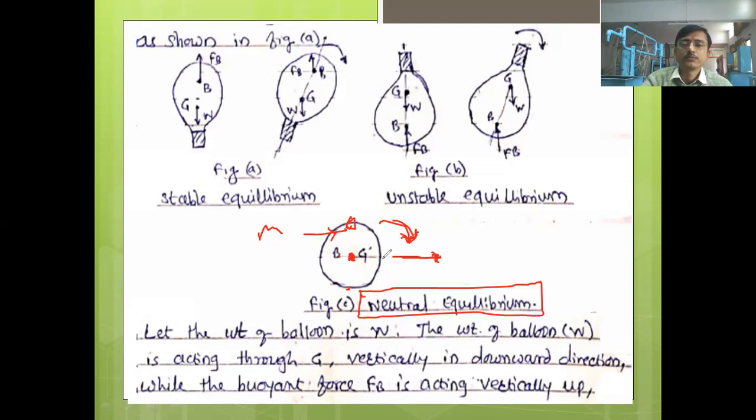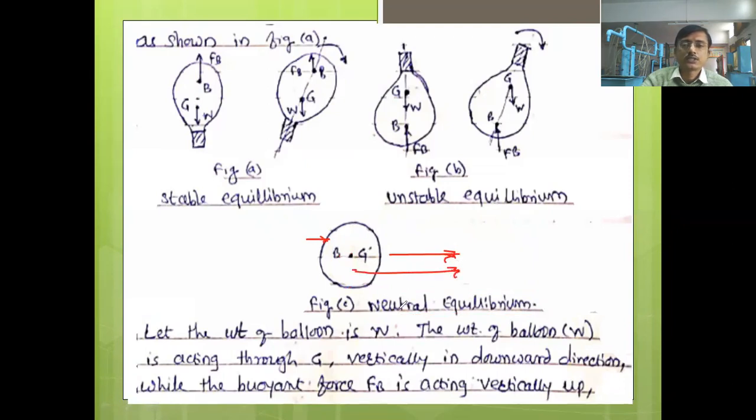Why is it called neutral equilibrium? Because the buoyant force Fb, which is acting in upward direction, has been balanced by the weight of this complete balloon. So this is an equilibrium condition. This balloon is neither going in upward direction nor in downward direction. There is no rotation of the balloon even after giving a disturbing force. Rather, this balloon is sliding, or it is shifting from one place to another place. So this condition is called the neutral equilibrium.